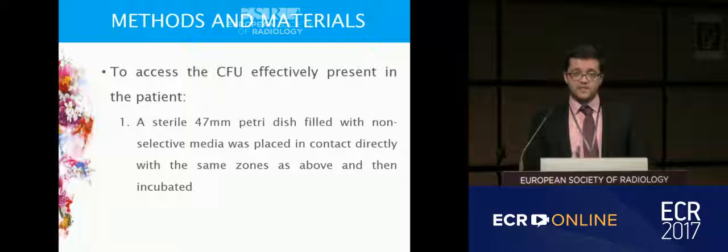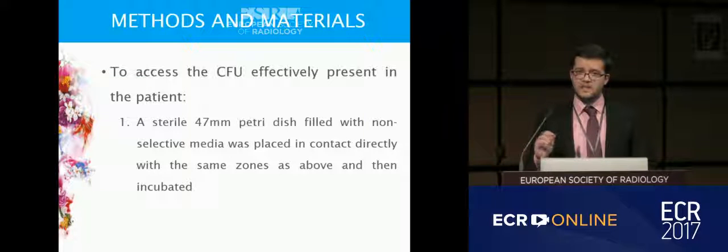To assess the colony-forming units effectively present in the patient, a sterile 47 millimeter Petri dish filled with non-selective media was placed in contact directly with the same zones of the patient, so the media touched the skin of the patient.